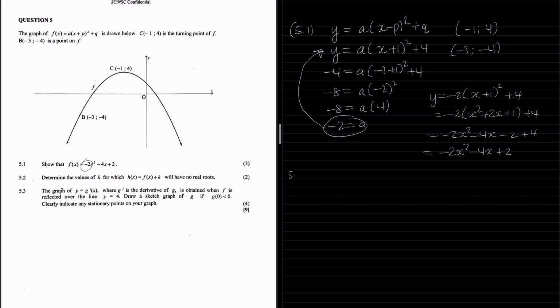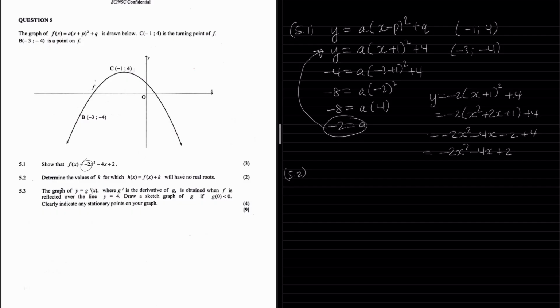Question 5.2. Determine the values of k for which h of x is equal to f of x plus k will have no real roots. There's actually a few ways to do it, though I want to, again, try to solve this one graphically. So when will the function have no real roots? It will have no real roots when it doesn't cut the x-axis. So how do we translate this graph such that it has no x-intercepts?